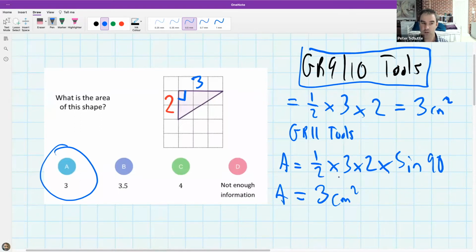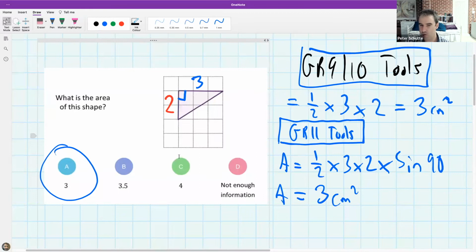which is great news because it's showing you there's no contradiction, guys. You can use the grade 9, 10 tool, or you can use the grade 11, but the grade 11 tool is much more flexible. It's like a Swiss Army knife. You can use it on all triangles. And so when we find the areas of triangles going forward, we're generally going to use this tool.